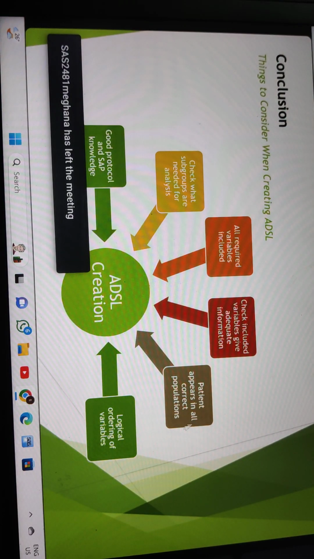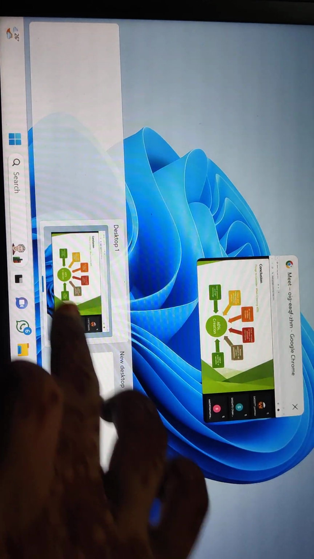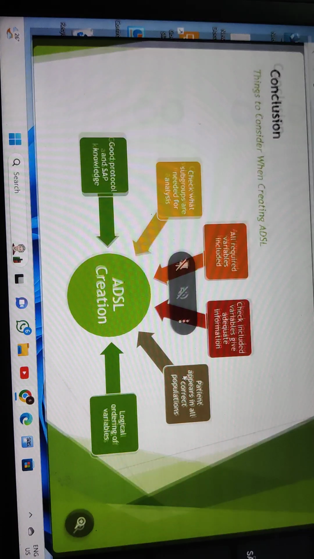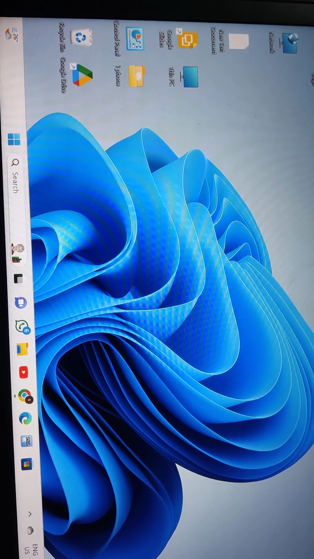Check that the patient appears in all the correct populations. So the population flags: based on your SAP and the TLF shells, decide what kind of analysis flags are required. We have the standard ADaM population flags, and along with these we can create some study-specific population flags also. You have to decide the requirement for the analysis flags in this trial, then create those flags, and each and every subject should fall in the right population flag. You have to make sure of that.